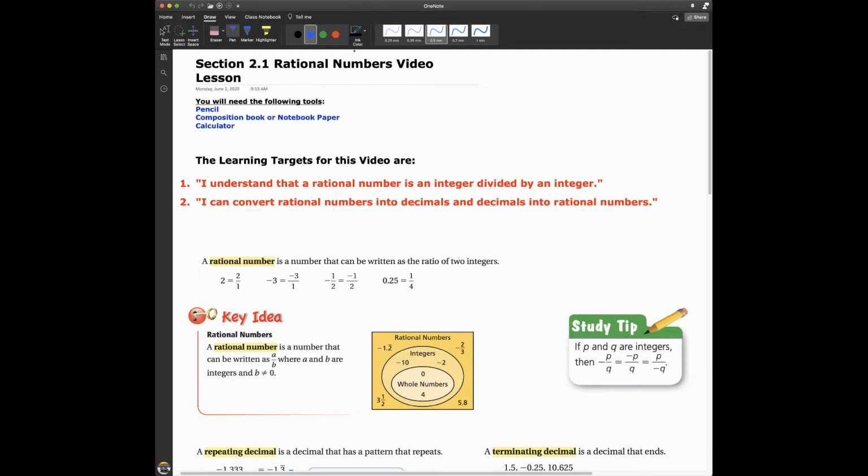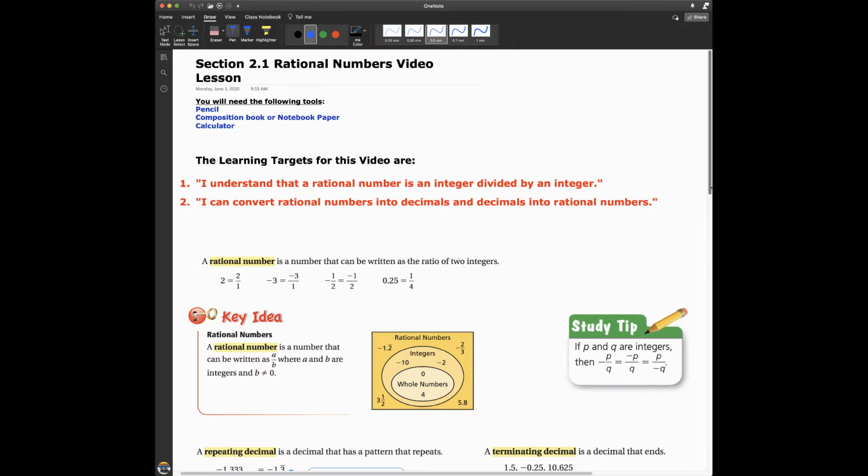This is your lesson on this topic in chapter 2. As always, you will need a pencil, composition book, or notebook paper to take notes, and a calculator. The learning targets for this video are: I understand that a rational number is an integer divided by an integer. Pretty simple. And I can convert rational numbers into decimals and decimals into rational numbers, which is really the main idea in this section.